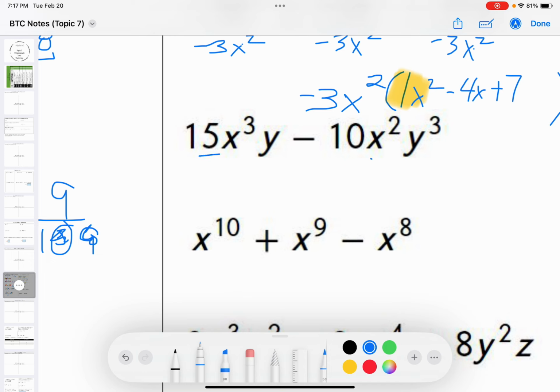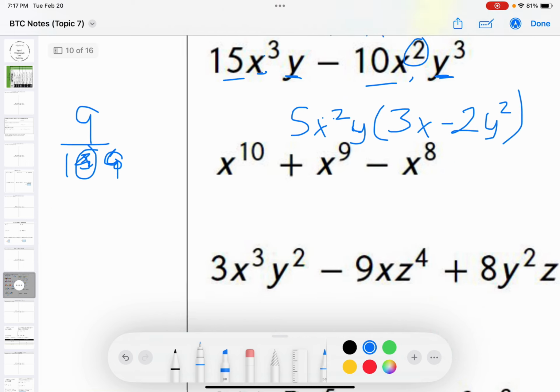All right, next one, I've got a 15 and a 10. What's going to go into those is 5. I've got x's on both terms, so I can take out an x, and actually I can take out x to the 2nd. And I've got a y. Now I only have a 1, but they're in both terms, so I can take out a y as well. What's left? 15 divided by 5 is 3. X to the 3rd over x to the 2nd is x. Y over y is no more y's. Minus 10 over 5 is 2. X to the 2nd over x to the 2nd goes away. Y to the 3rd over y would be y squared.